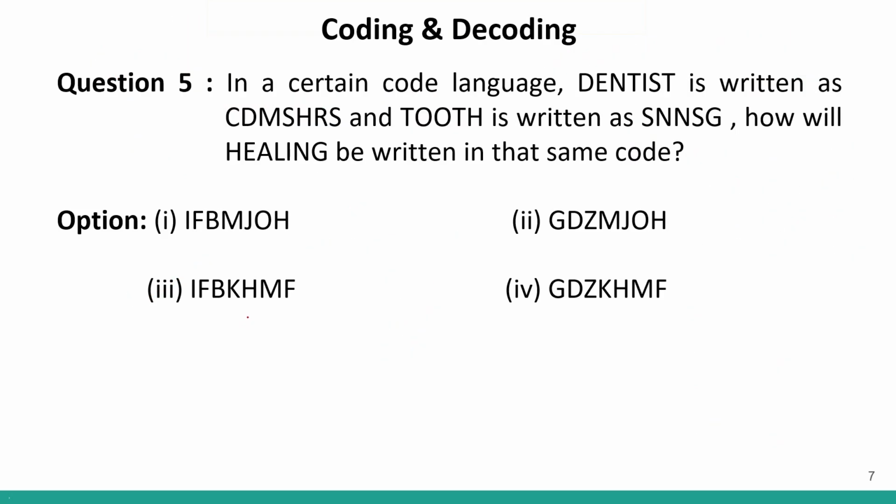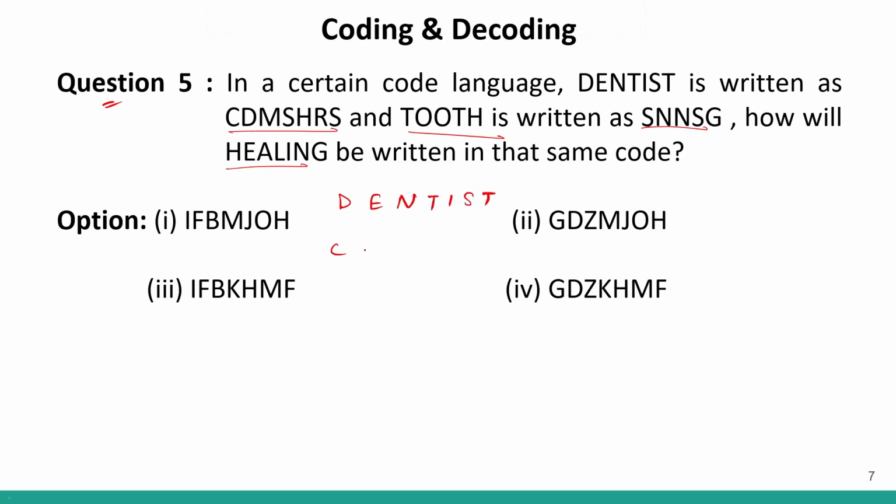Clear? Moving on to question number 5. Question number 5: in a certain code language, DENTIST is written like this, TOOTH is written like this. We have to find the code for HEALING. So let us do it for DENTIST first.